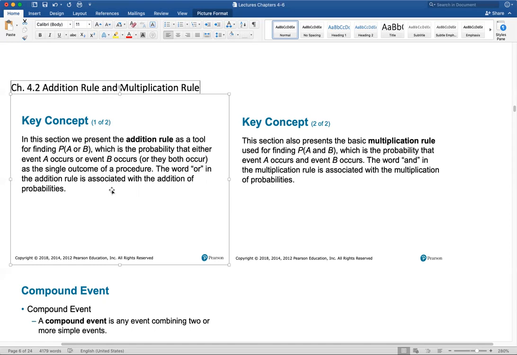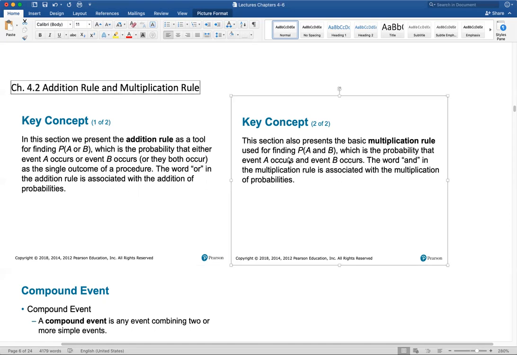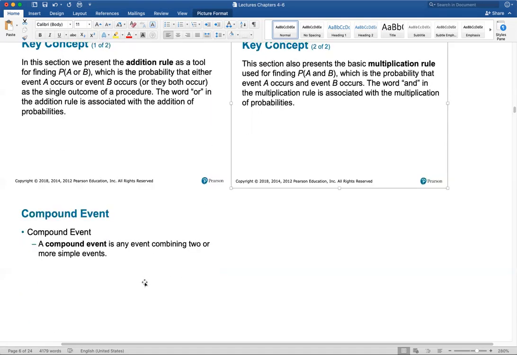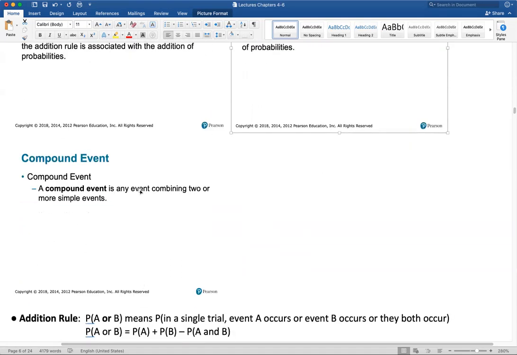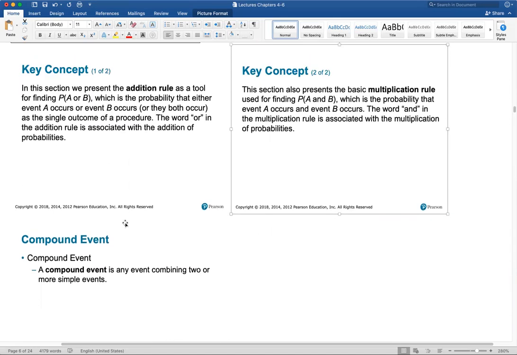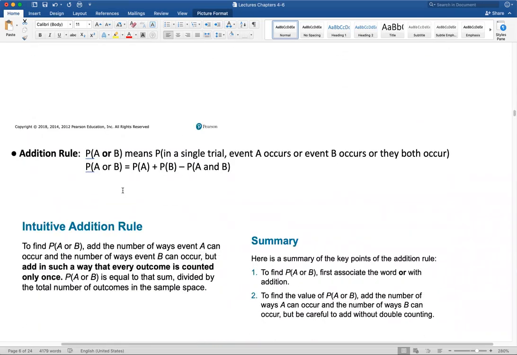We have to apply the addition rule for that, and contrarily, for A and B we use the multiplication rule. A and B means that both events A and B occur at the same time. A compound event is any event combining two or more simple events, so A or B, A and B could be compound events. P of A or B means the probability that in a single trial event A occurs or event B occurs or they both occur.